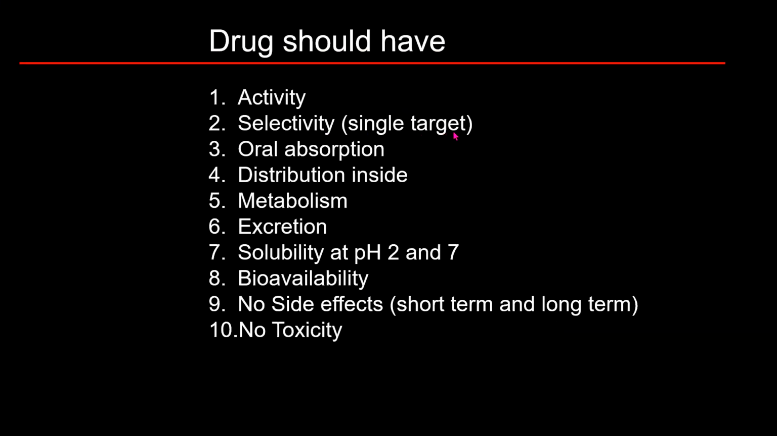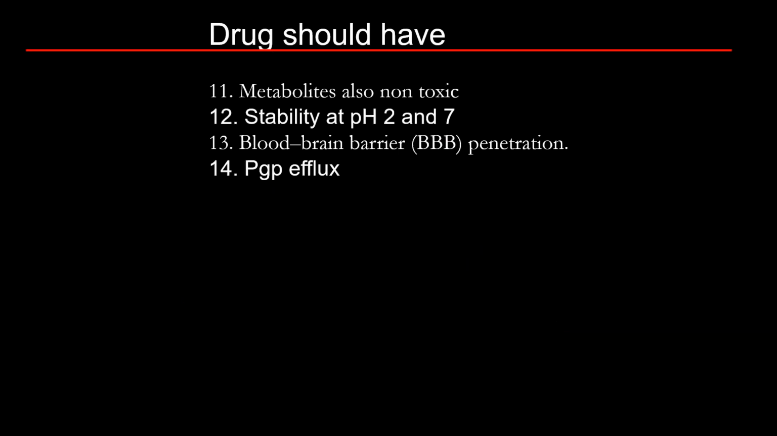Selectivity, going to a single target. It should get absorbed properly. It should get distributed. It should not get metabolized and become useless. It should be excreted so that it doesn't accumulate and become toxic. It should be soluble at pH 2 because, as I said, the stomach, and then pH 7, your neutral blood. It should have enough bioavailability. It should not have side effects. It should not have toxicity. Even the metabolite should not be toxic, because the drug will ultimately get degraded inside and form small molecule metabolites. So even that should not be toxic. It should be stable at all these pH conditions.